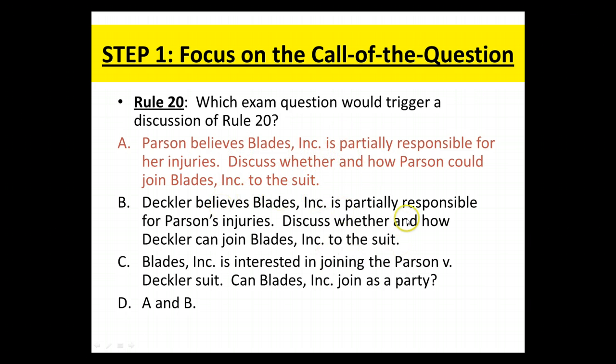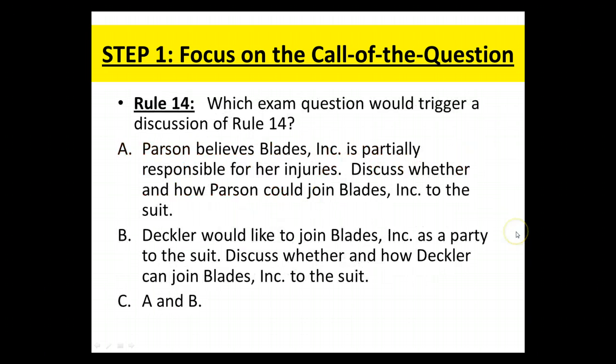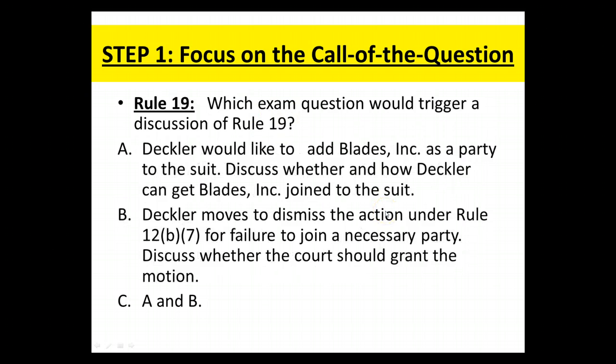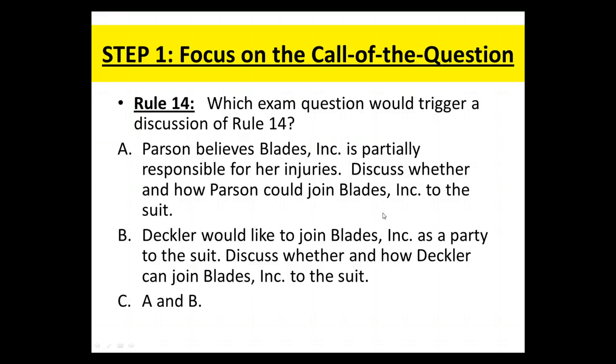It's not a possibility here because a defendant, who's just a regular defendant, cannot use Rule 20. Same with the outsider. The outsider has no access to joinder through Rule 20. That's why A is the only one that possibly even raises a discussion of Rule 20. If you look at the next one, Rule 14, which examination question here would at least get you to think about a Rule 14 analysis? The answer, for this one, is B.